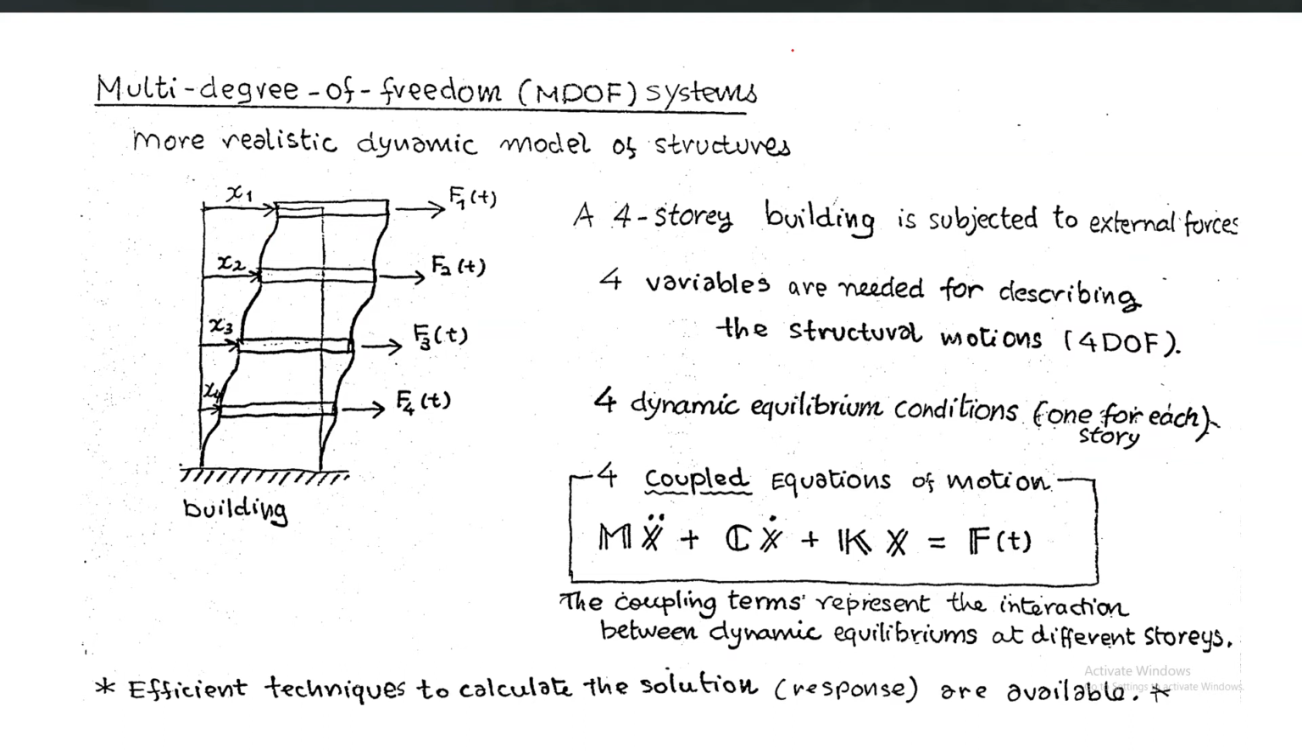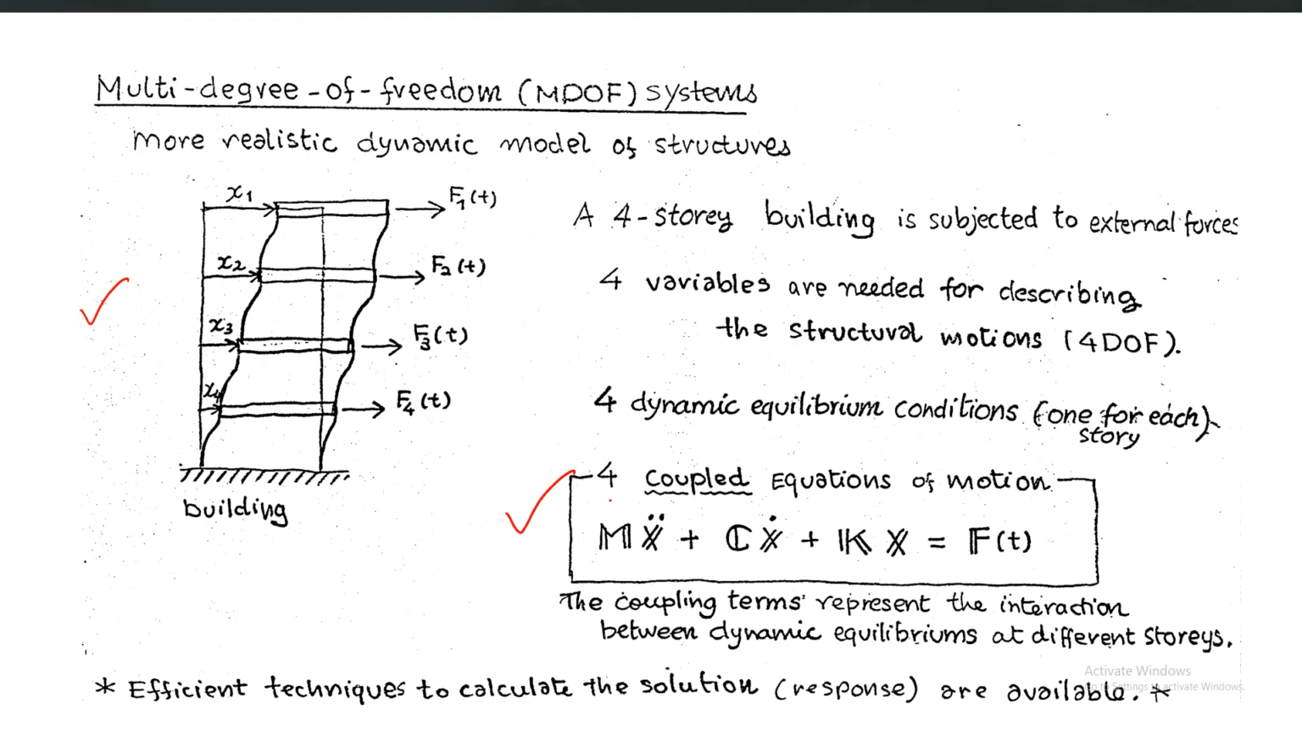It is a more realistic dynamic model of structures. For example, in this figure you can see a 4-story shear building which is subjected to 4 different dynamic forces. So at any certain time instant, 4 variables x1 up to x4 are required to draw its deformed shape or its deformed configuration. Therefore it is a 4 degree of freedom system, and the dynamics of this system is governed by 4 coupled equations of motion.